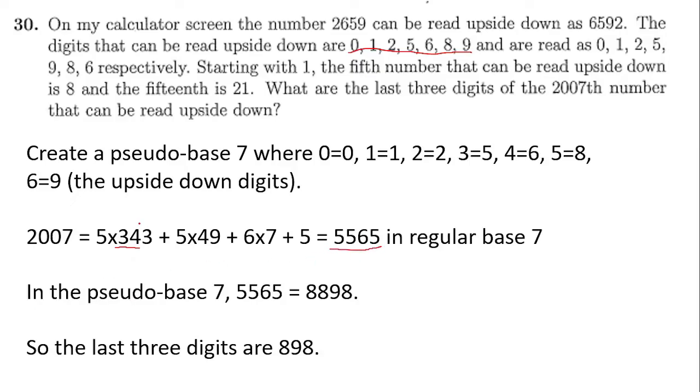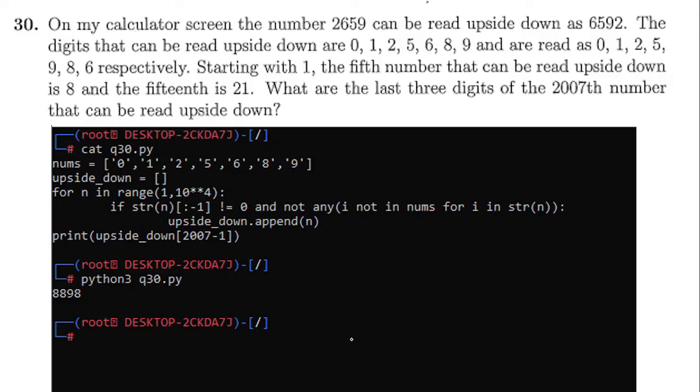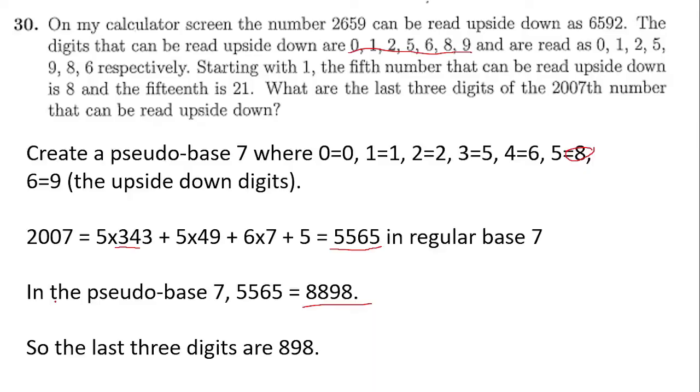And then in this pseudo base we've created, we just have to replace the 5 with an 8 and the 6 with a 9, giving 8898. And so the last 3 digits are 898. I also verified this with some Python code, which just creates a very long list of all the numbers that can be read upside down, and then prints the 2007 one in the list, and we get the same 8898, like so.